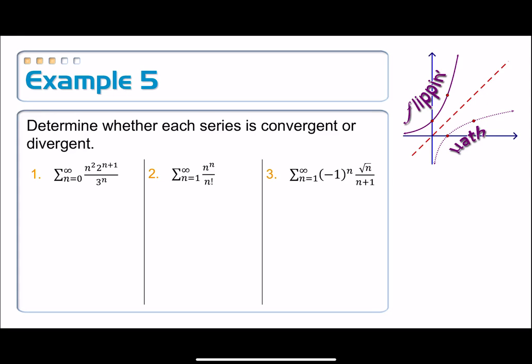So we just learned about this ratio test and saw how amazing it is and how satisfying it is when a whole bunch of stuff cancels out. So on example 5, we have 3 examples here. Determine whether each series is convergent or divergent. We'll take it a step further. If it converges, is it absolutely or conditionally convergent? You know how we do.